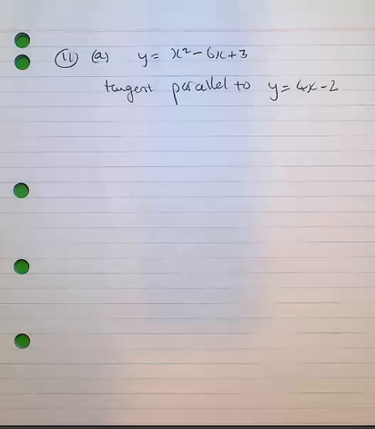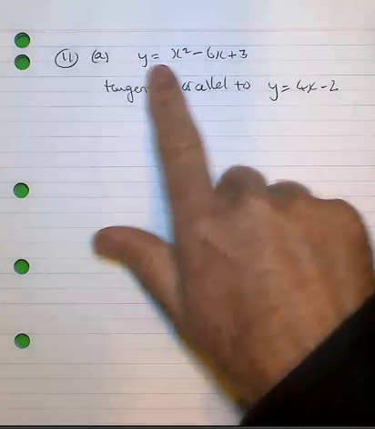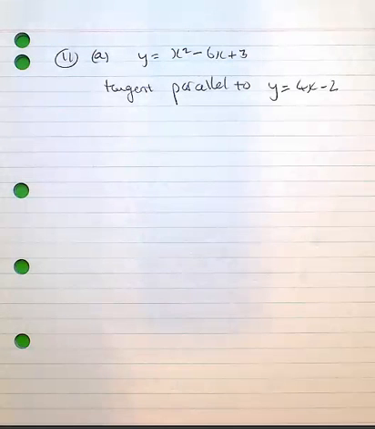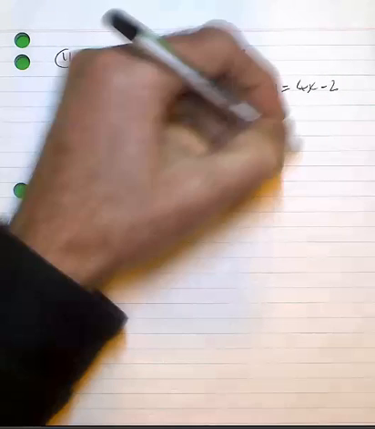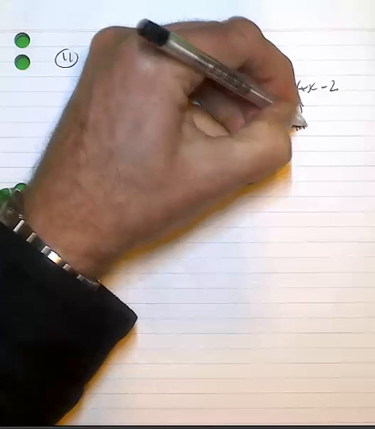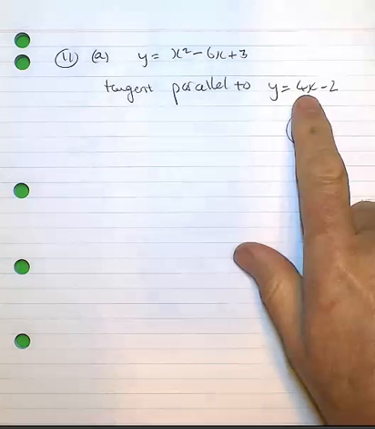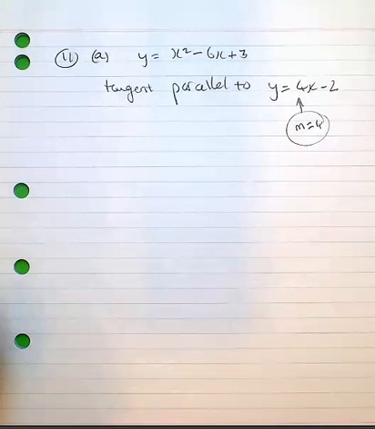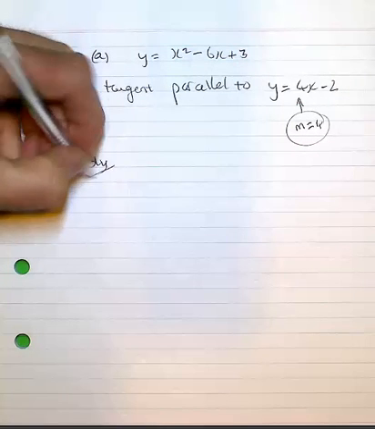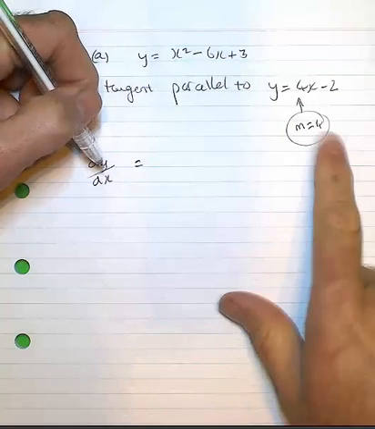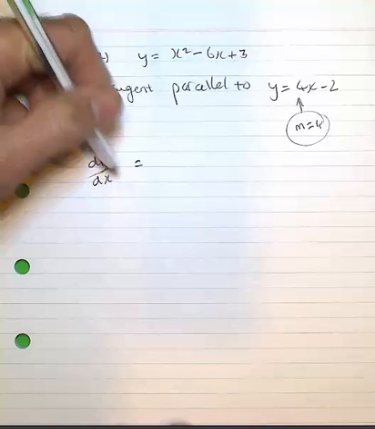In 11a, you're asked to find the tangent to the function x squared minus 6x plus 3 that's parallel to y is equal to 4x minus 2. The first thing you should note is that the gradient of the line we're referring to is 4. First thing I've got to do is to find the derivative. Once I've done that, I'll solve it for x for when dy over dx is equal to 4.